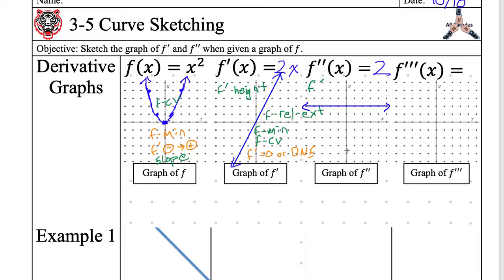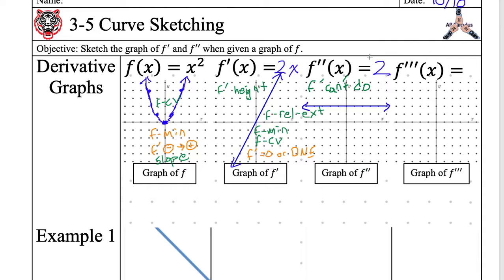You have to go backwards from height, and technically that's area underneath the curve, but you haven't figured that out yet because we haven't done unit 5. So we can't do it. We can't figure out where our F relative extremum are, where our FCV is, where our F minimum is. We can't see it on a graph of F double prime.